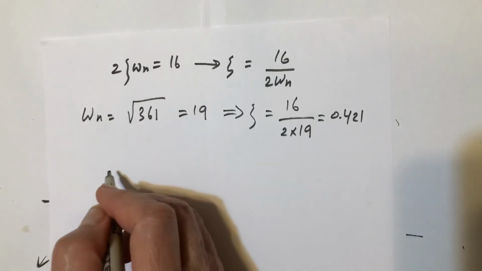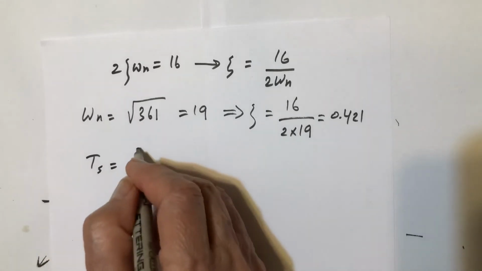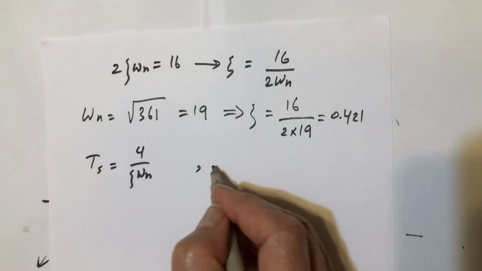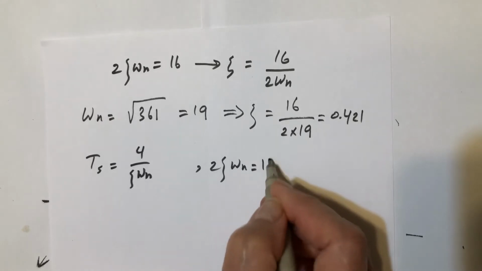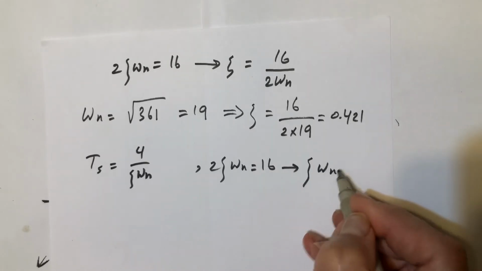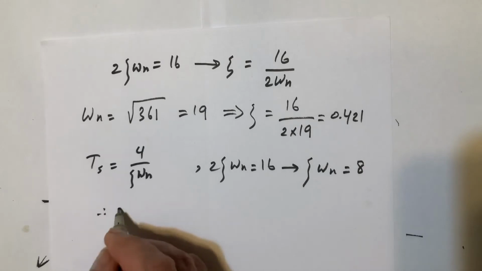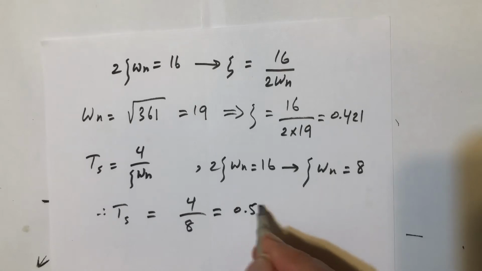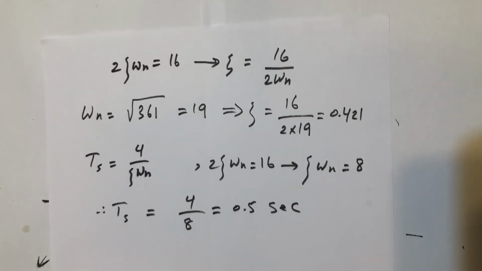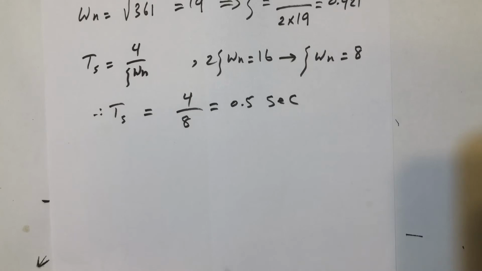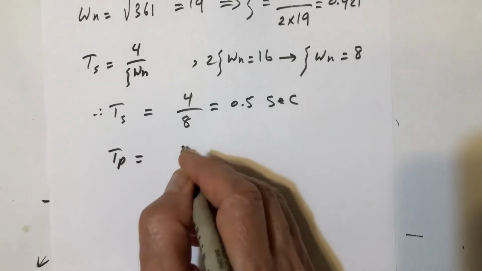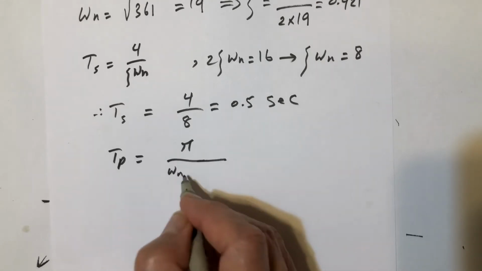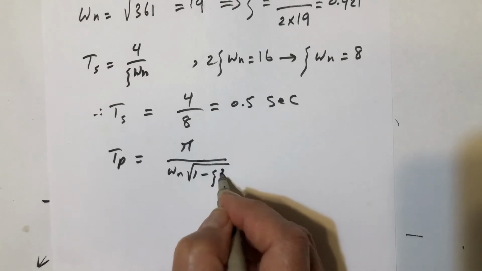So we need Ts equal 4 over zeta omega n. We have 2 zeta omega n equal 16, so zeta omega n equals 8. Therefore Ts equals 4 over 8 equals 0.5 second. Okay? What else? Tp. We want Tp equal pi over omega n times the square root of 1 minus zeta square.